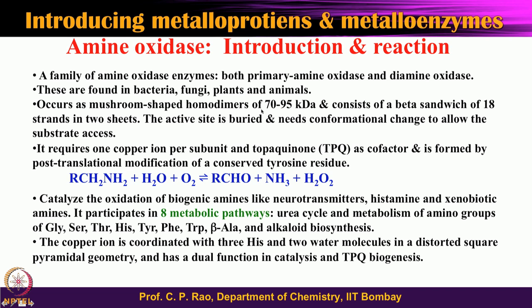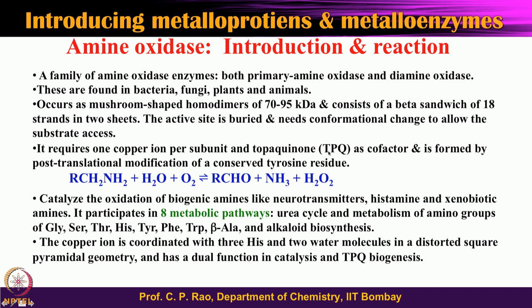That means each one of the monomers has the active center, and they have some 18 sandwich beta sheet kind of things, and this you can read from this and find out. But the active site is buried and therefore needs a conformational change in order to access the substrate or to remove the product, etc. So, what is the kind of reaction? The reaction is RCH2NH2 and O2 going to RCHO plus ammonia plus H2O2.